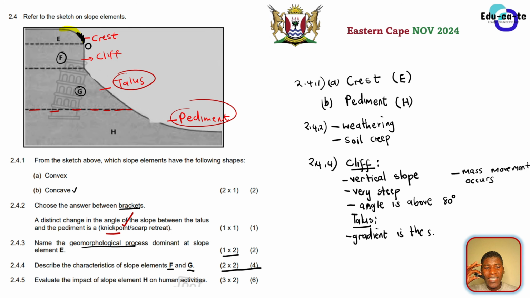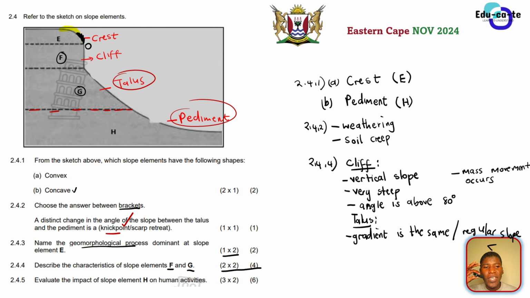What other thing can you say instead of saying the gradient is the same? You can say that the talus is a regular slope. So when you say that the talus is a regular slope, it simply means that the talus has got the same gradient at all points. We will introduce these things about slopes, right?